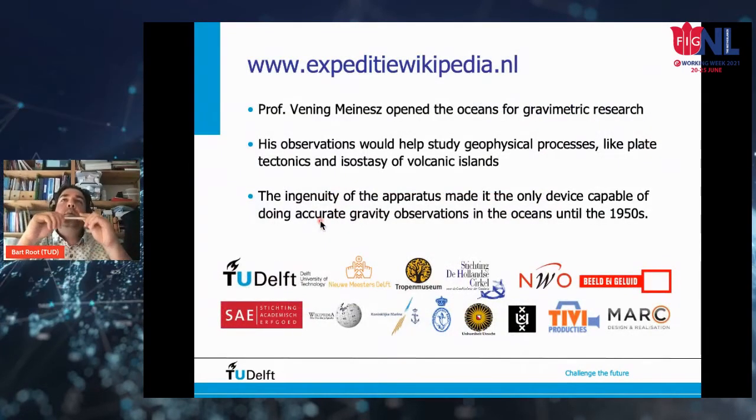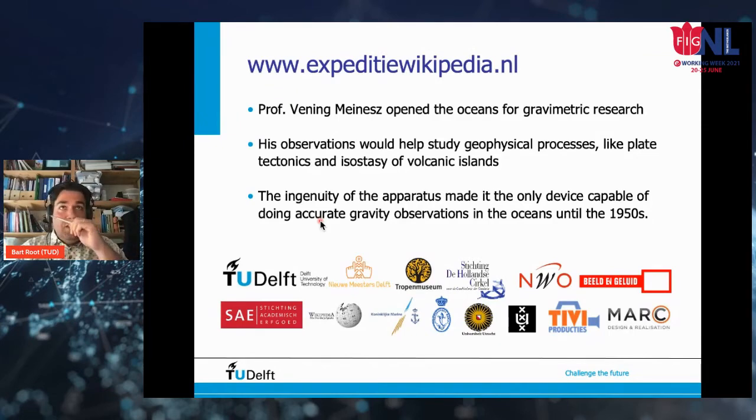So to conclude, Professor Vening Meinesz opened the oceans for gravimetric research. His observations would help study geophysical processes like plate tectonics and isostasy of volcanic islands. So really giving new tools, new insights of processes on Earth. And the ingenuity of the apparatus at that day made it the only device capable of doing accurate gravity measurements in the oceans, because he was in a submarine 30 meters underwater, until the 1950s, when different apparatuses were developed. So for 30 years, it was the only device measuring gravity up to 1 or 2 milligal.